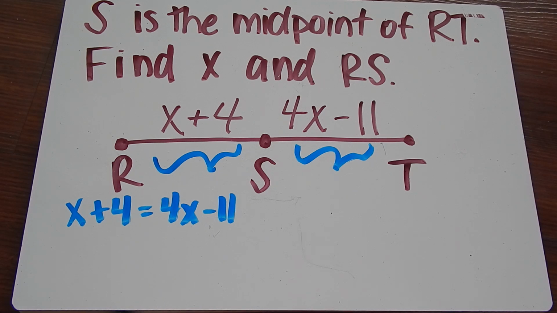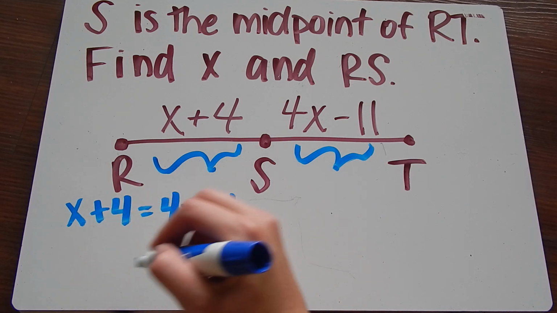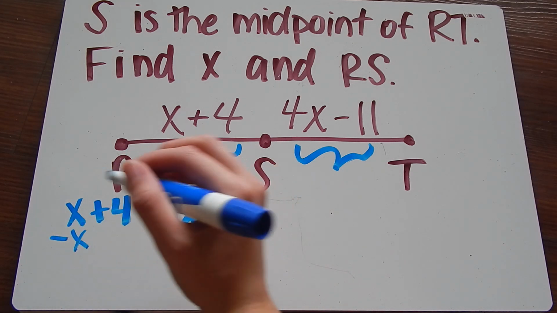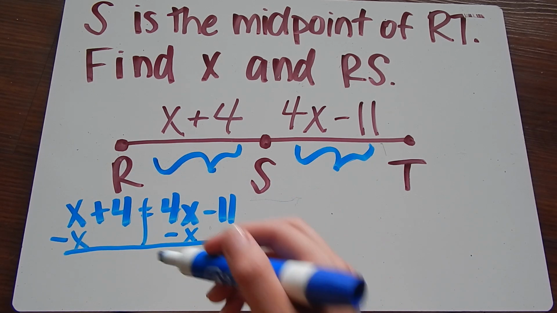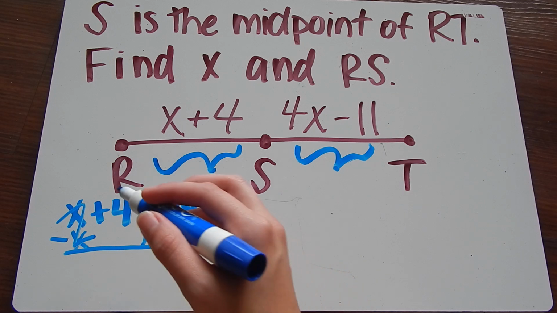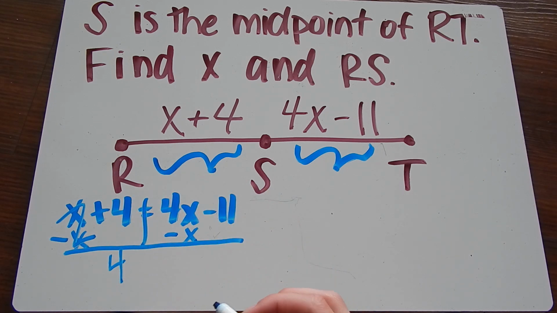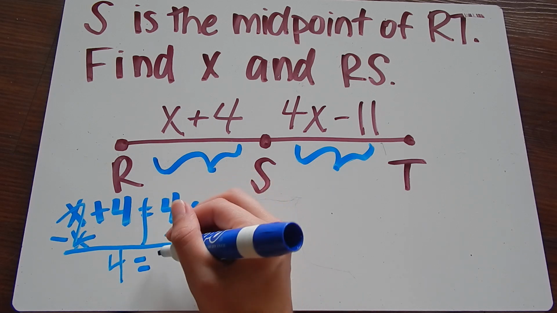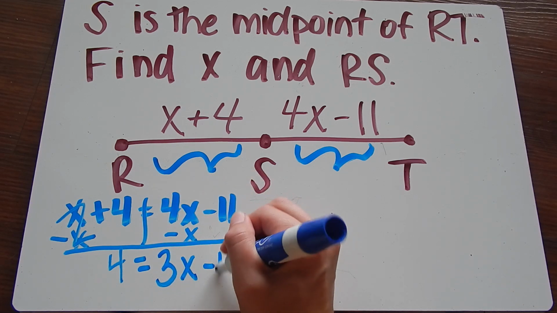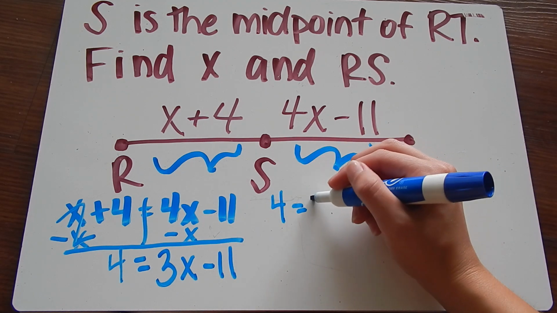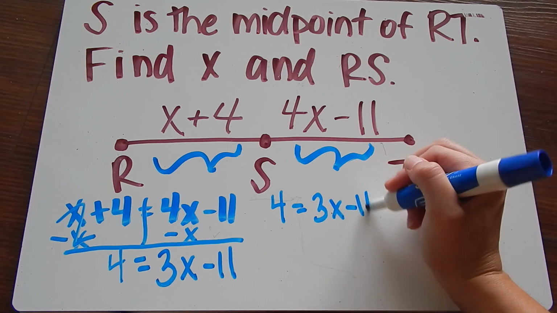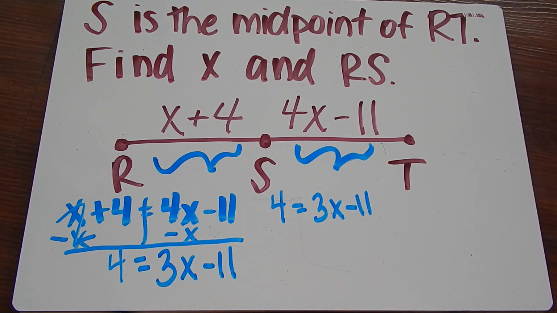We want to get all the X's to one side. I'm just going to move this X over here by subtraction. Subtract an X from both sides. These X's will zero out. I'm left with 4 on the left-hand side equals 4x minus x is 3x minus 11. I'm going to bring that equation over here since I ran out of space.